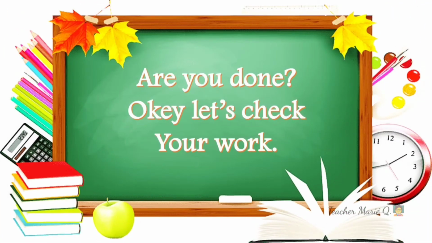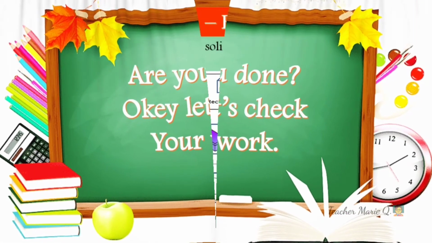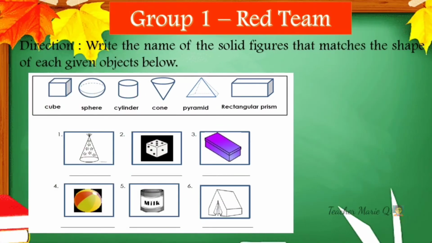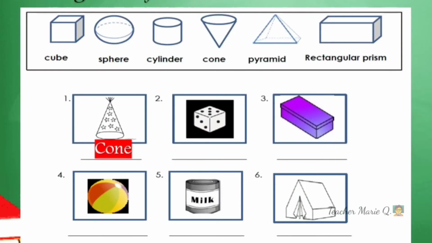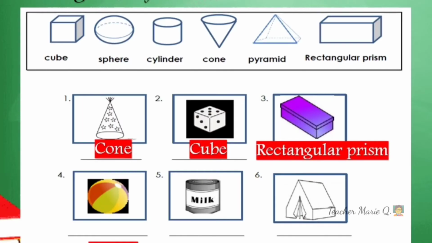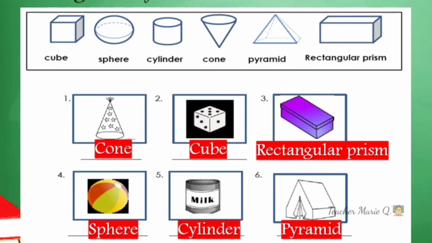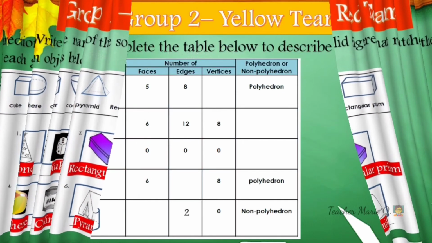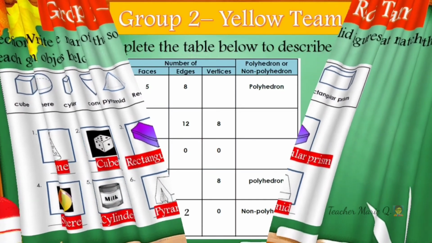Are you done? Okay, let's check your work. Let's start with the group 1, red team. Are you ready, Group 1? Number 1, cone. Number 2, cube. Number 3, rectangular prism. Number 4, sphere. Number 5, cylinder. Number 6, pyramid. Who got the perfect score? Wow, very good.